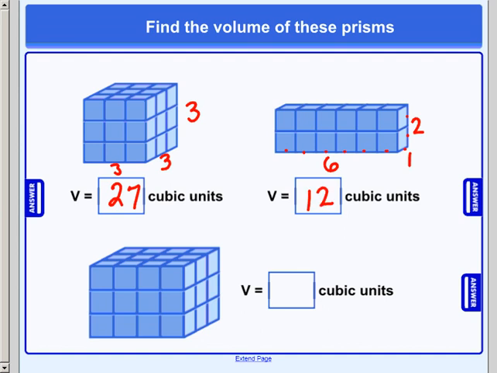And then our last one, we can fit 1, 2, 3, 4 across, and we can fit 1, 2, 3 back. So we have 3 rows of 4. That makes 12 on each layer. So there are then 1, 2, 3 layers. So 12 on each layer times 3 layers, we can fit 36 cubes. So the volume here is 36 cubic units.